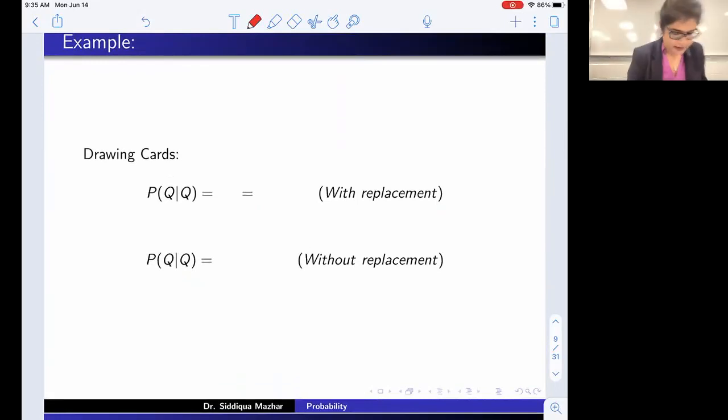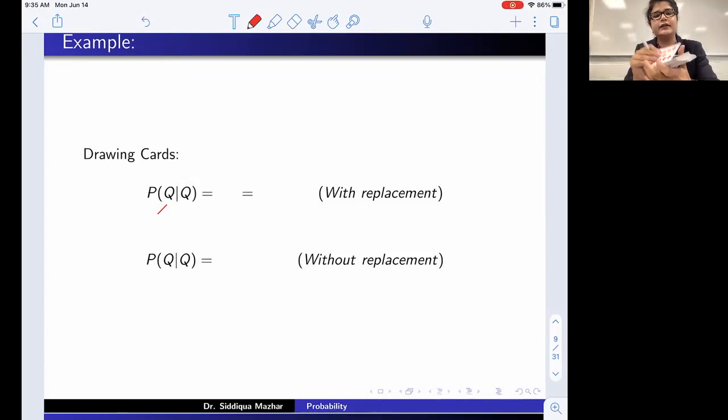Probability of queen, given that probability of queen has already happened. Again, we are looking for 2 options. Again, I'm putting 9 back into my card. It has nothing to do with my previous experiment. So now I'm looking for the probability of finding a queen, given that finding a queen has already happened.